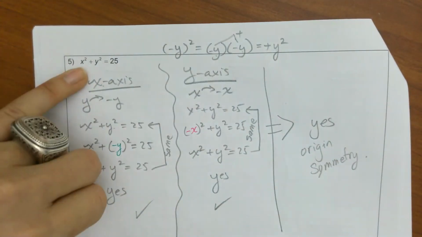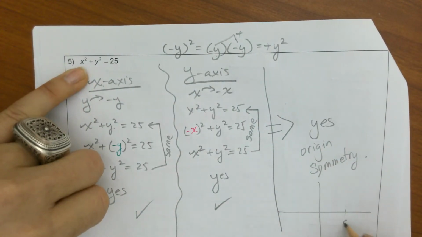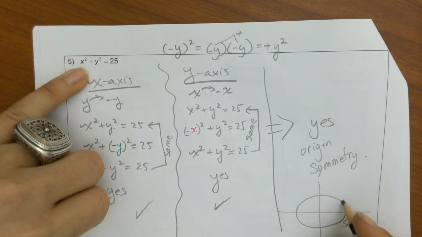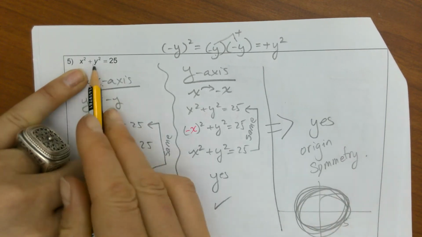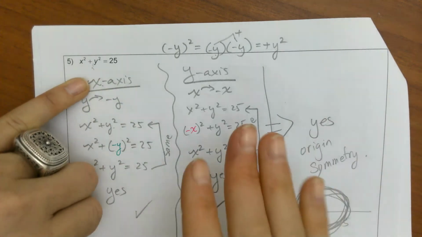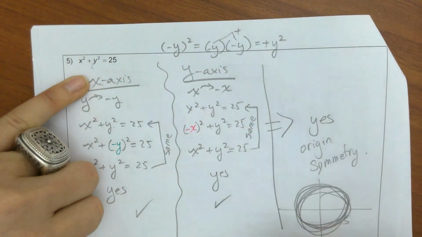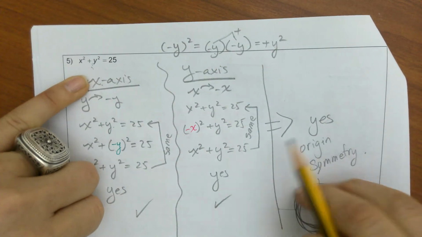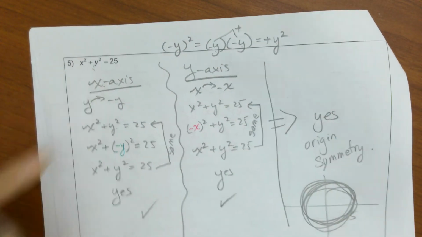And if you draw this, it's a circle. Okay, that's a bad circle. Let's make a nicer one. Yeah, it's a circle. Okay, so you can see it has a y reflection. It's the same when you reflect it over the x-axis, and if you rotate it, it's going to be the same because it's a circle.